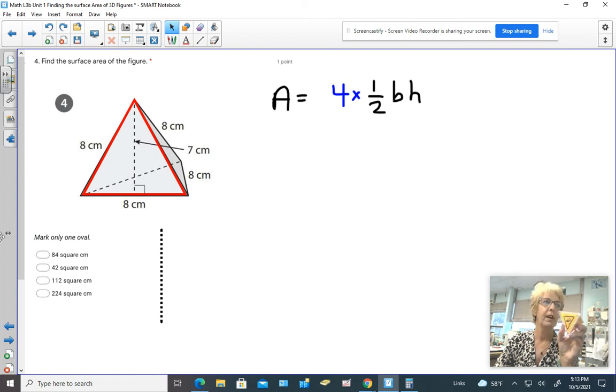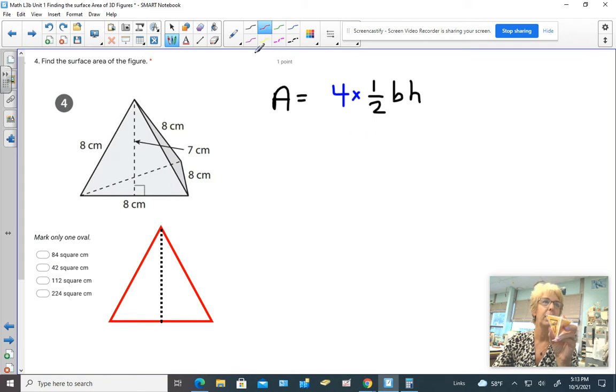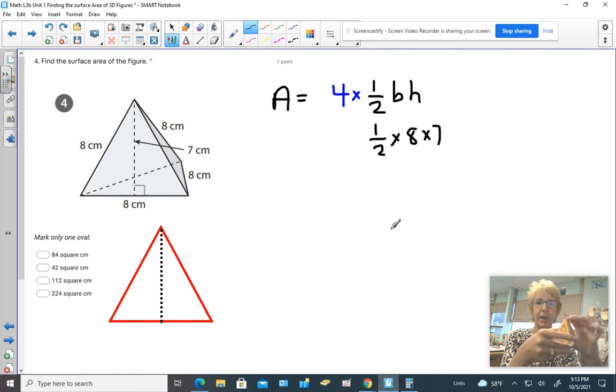So if we were interested in finding the area of just this triangle, right, this red triangle, we would need the base and we would need the height. That is given. See, they're telling us that this is 8 and this is 7. We would substitute those numbers into the formula. The formula for one of the triangles is half of the base times height, and the base is 8 and the height is 7. But the thing we have to remember here is we have 4 of them. So we have the 3 that make up the lateral sides, and then we have the one on the bottom. 4, all congruent. So that's why we're multiplying by 4.